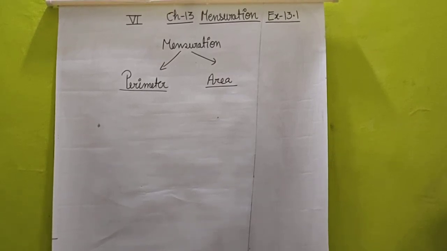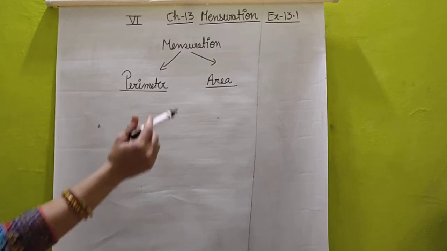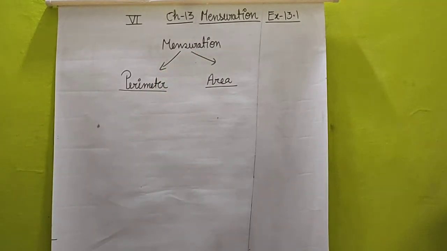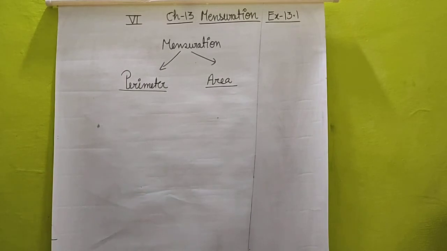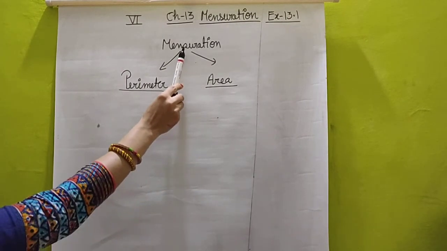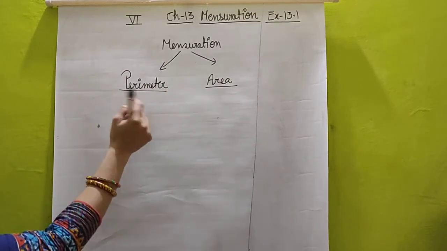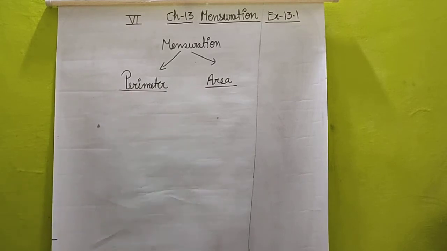Good morning, dear students. After completing chapter 5, today we will start chapter 13, that is mensuration. Here, first of all, we will discuss mensuration. As you can see here, I have divided mensuration into two parts. First is perimeter and second is area.